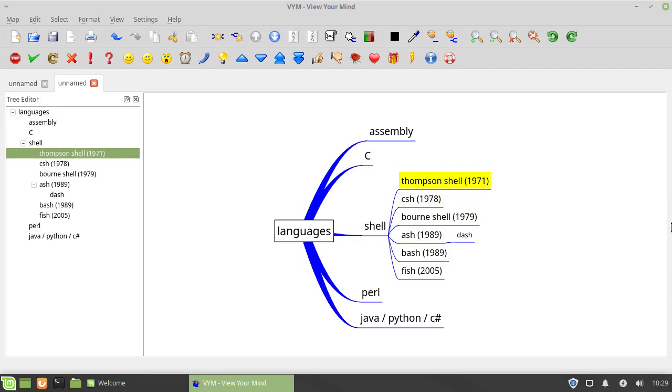So the original shell would be the Thomson shell. This is generally regarded as the first Unix-based shell. The Thomson shell actually didn't have any scripting support, so it only had an interactive mode. Shells generally fulfill two purposes. First of all, there's an interactive mode where you type commands, and they're interpreted and executed by the shell. And there's a scriptable mode where, instead of typing the commands in interactive mode, you store them in a file, and then you can execute the file whenever you want.